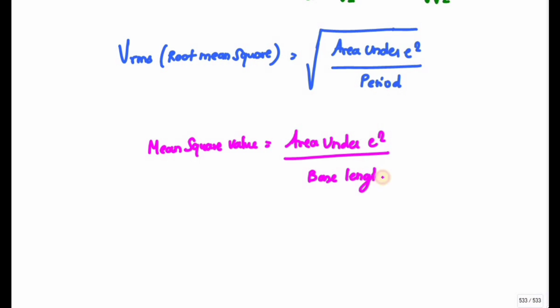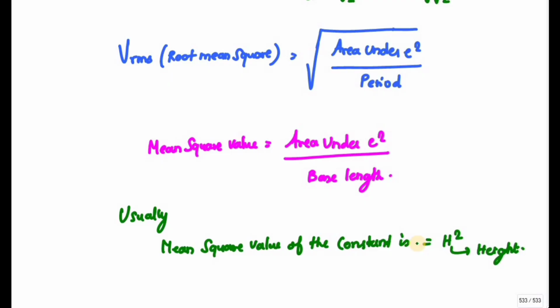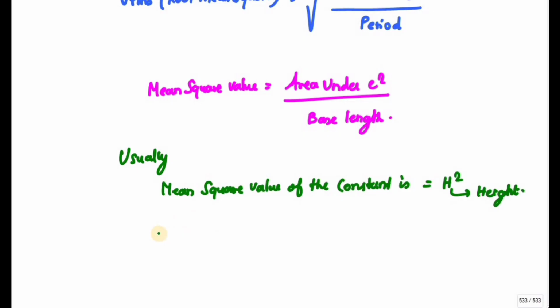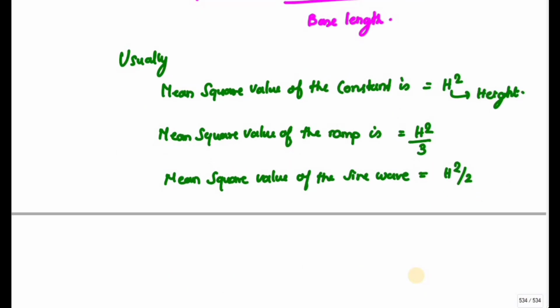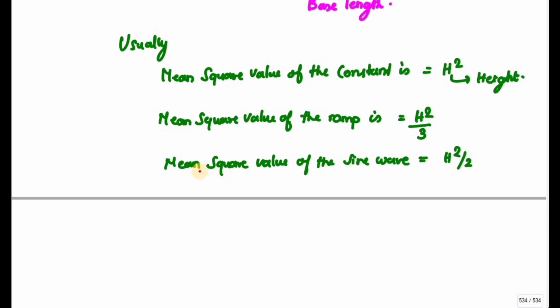So how to find the value of mean square value? The mean square value is the area under the E square divided by the base length. In order to obtain the mean square value, the mean square value for a constant is x square, where x represents the height. In a similar way, the mean square value of the ramp signal is h square divided by 3, and the mean square value of the sine wave is x square divided by 2.